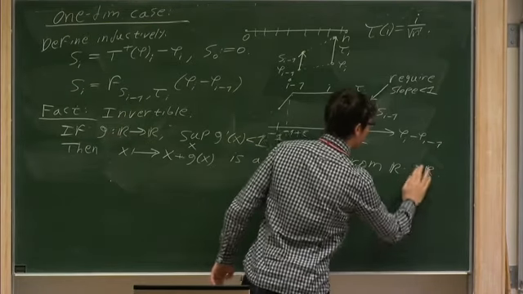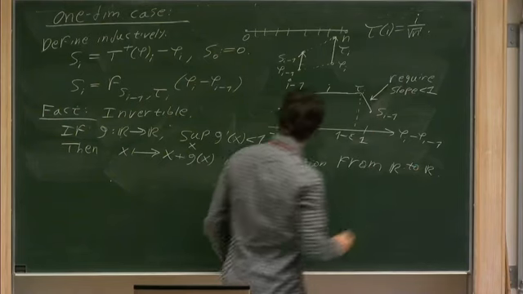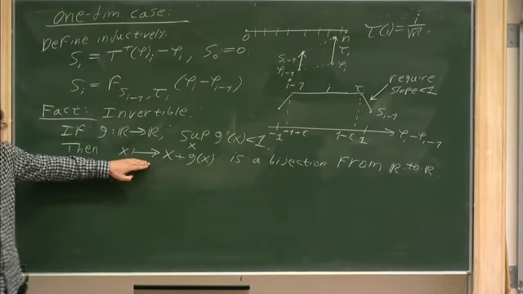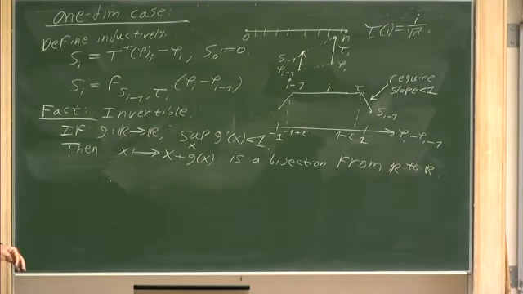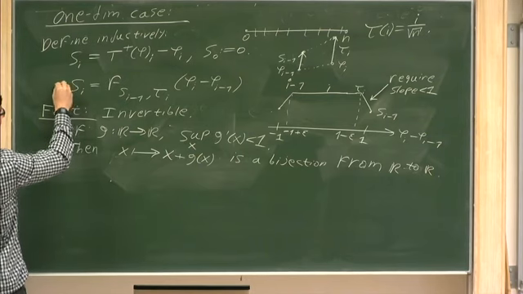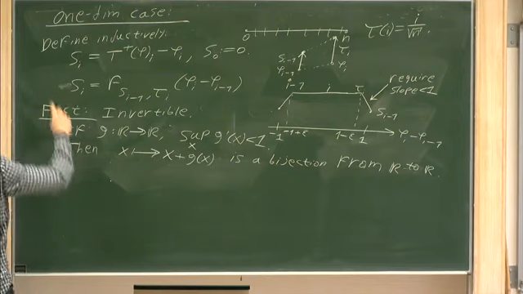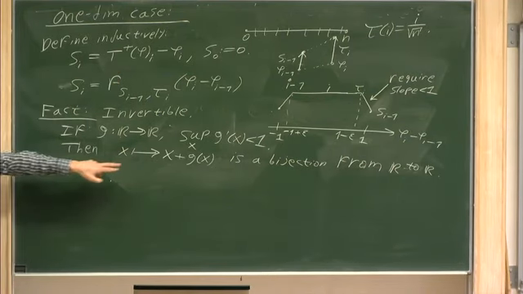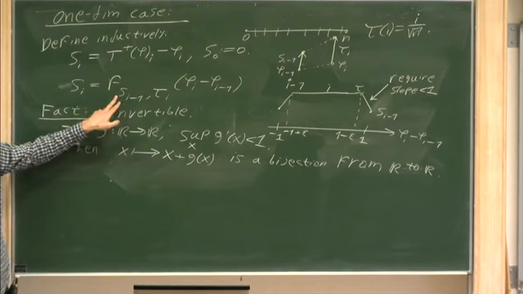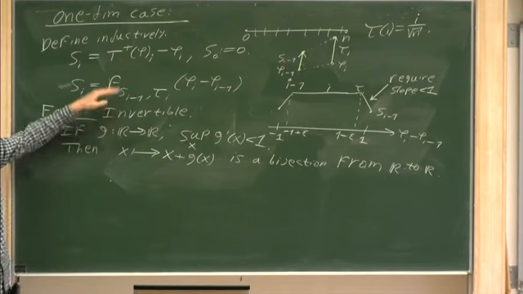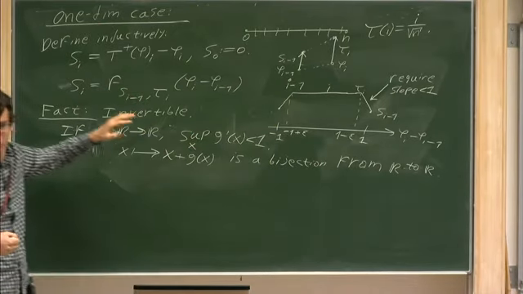Maybe from R to R. So where does this function, where do I find this function here? I remind you that Si is given above. It's what I add. So G is this F. It's what I add. And this is invertible because my slope is at most 1.